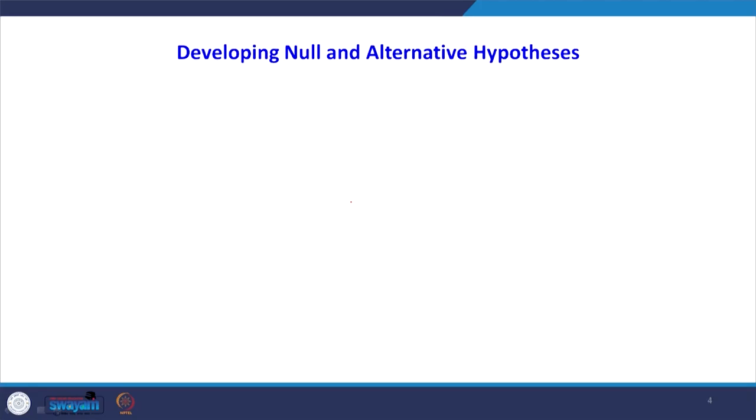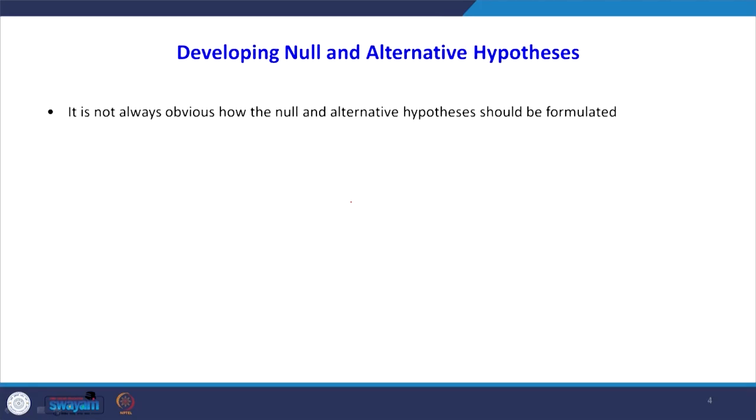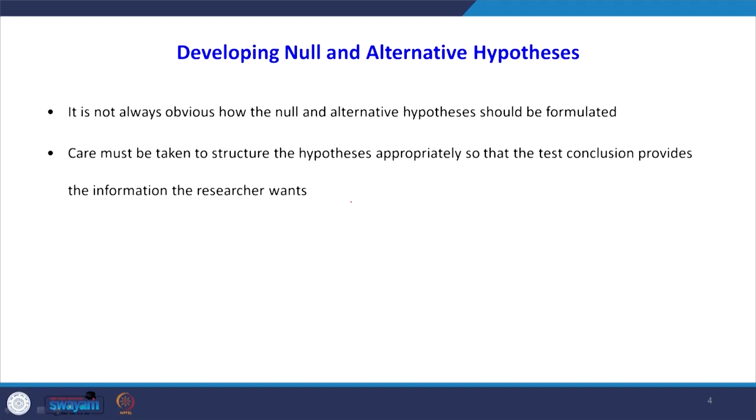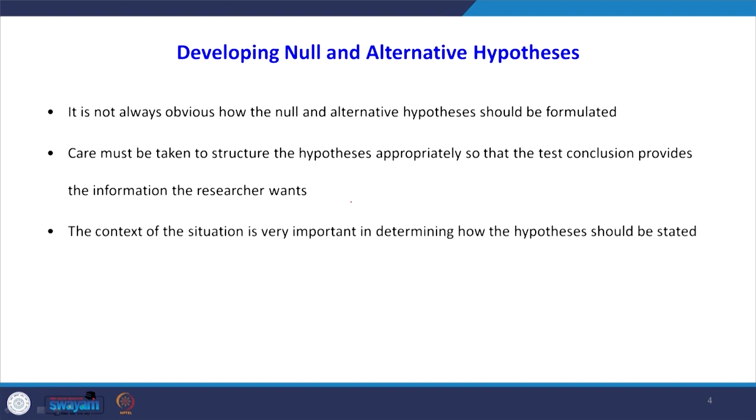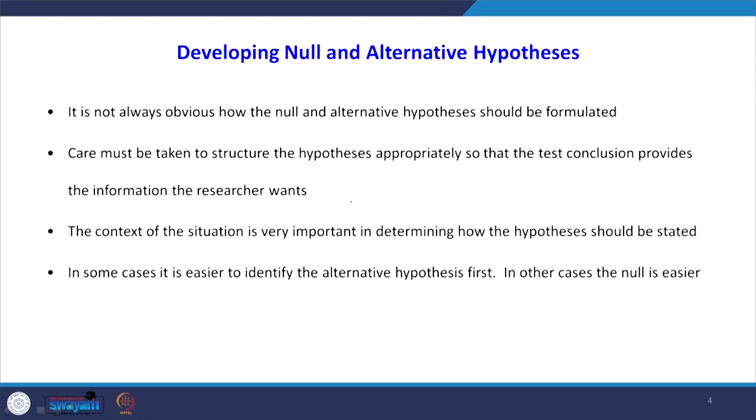Next we will see how to develop null and alternate hypothesis. It is not always obvious how the null and alternate hypothesis should be formulated. We should be very careful to structure the hypothesis appropriately so that the test conclusion provides the information the researcher wants. The context of the situation is very important in determining how the hypothesis should be stated. In some cases it is easier to identify the alternative hypothesis first, in other cases the null is easier. So correct hypothesis formulation will take practice.